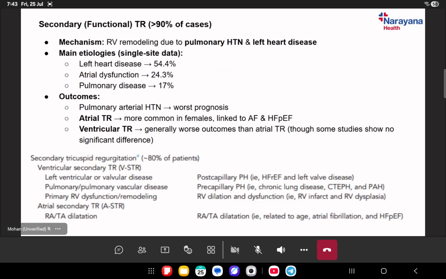Talking about secondary functional TR, it is greater than 90% of the cases. The mechanism, as we already explained, is due to pulmonary hypertension or left heart disease. Main etiologies are left heart disease, atrial dysfunction, and then pulmonary disease, 17%. Outcomes: pulmonary arterial hypertension has the worst prognosis. Atrial TR is more common in females, linked with AF and heart failure with preserved ejection fraction. Ventricular TR generally has worse outcomes than atrial TR.